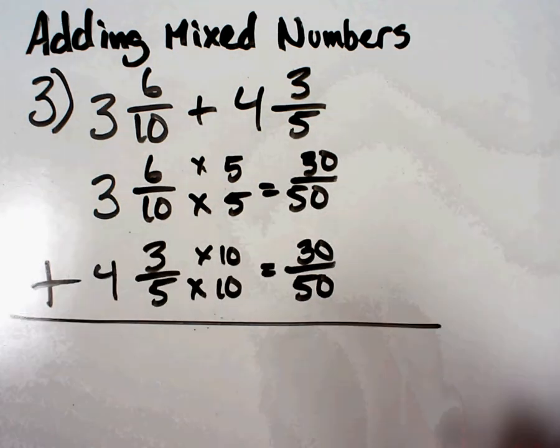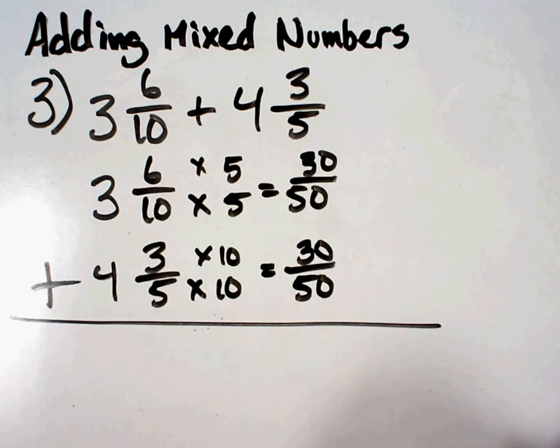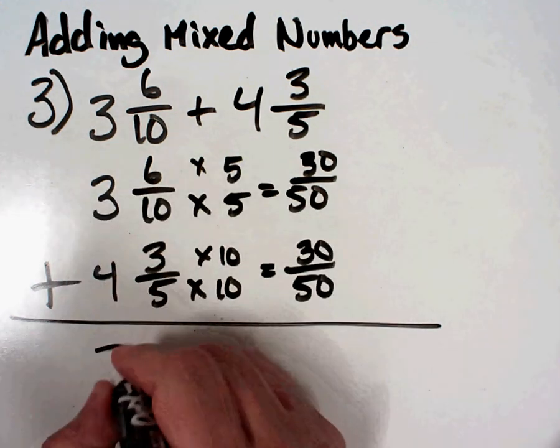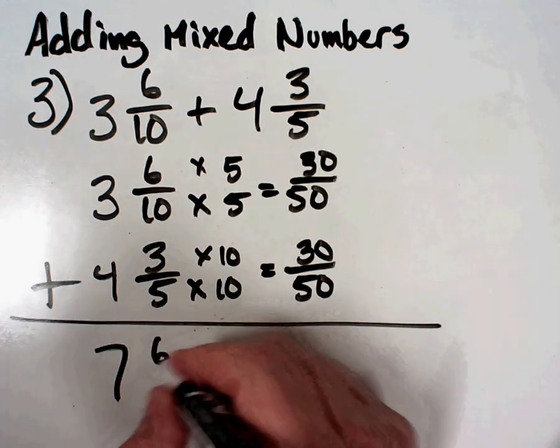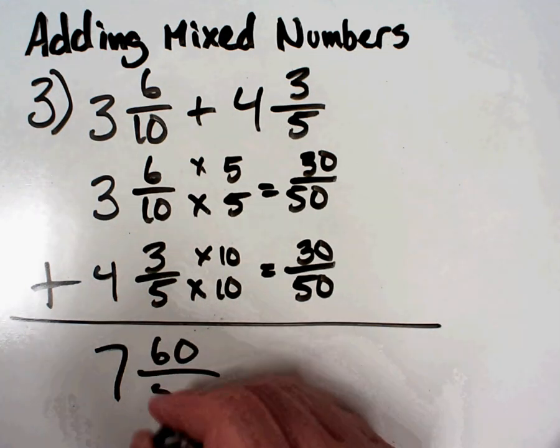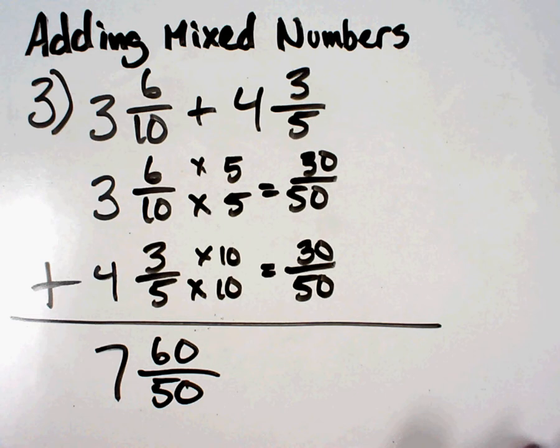My denominators now are the same, so I am ready to add. 3 plus 4 gives me 7, and 30/50 plus 30/50 is going to give me 60/50. Now, I've got an improper fraction here. So because I have an improper fraction, I am going to need to divide at some point.